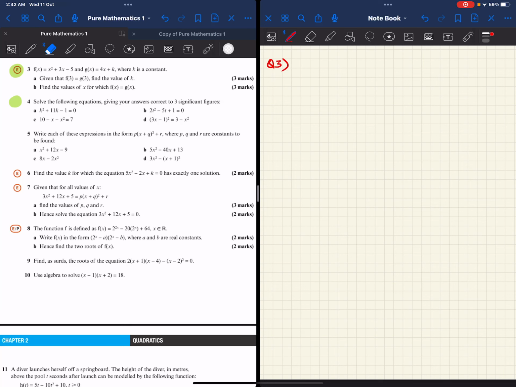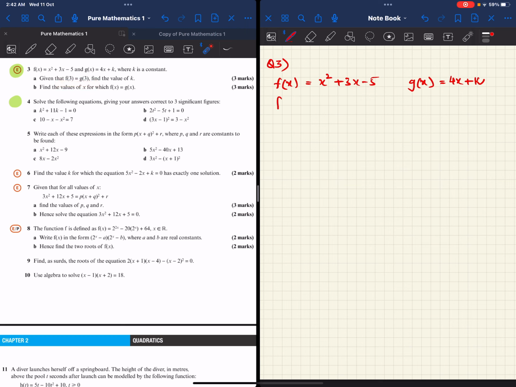Question number 3 from chapter review, topic quadratics. f of x is equal to x squared plus 3x minus 5 and g of x is equal to 4x plus k, where k is a constant. Given that f of 3 is equal to g of 3, find the value of k.